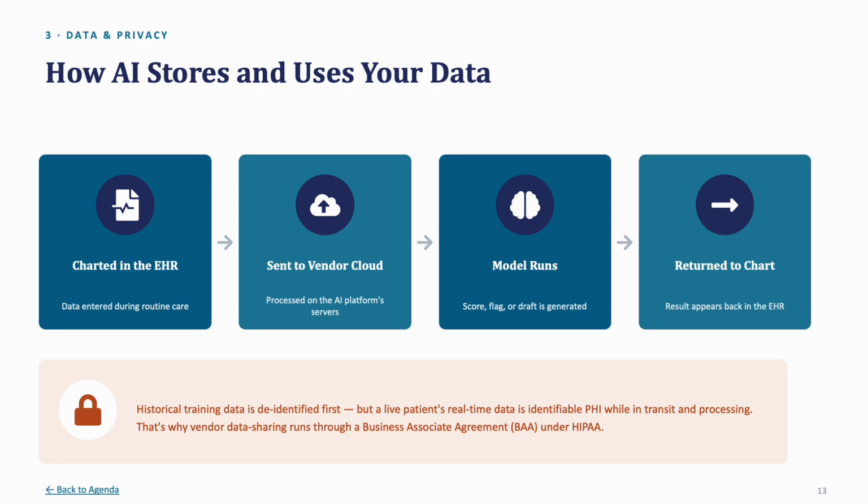It helps to picture the path your data takes. It's charted into the EHR during routine care. Then for AI-supported features, it's often sent to a vendor's cloud platform, where the model runs and returns a result back into the chart. Historical training data is de-identified first, but a live patient's real-time data is identifiable PHI while it's in transit, which is exactly why that data sharing relationship is governed by a business associate agreement under HIPAA.